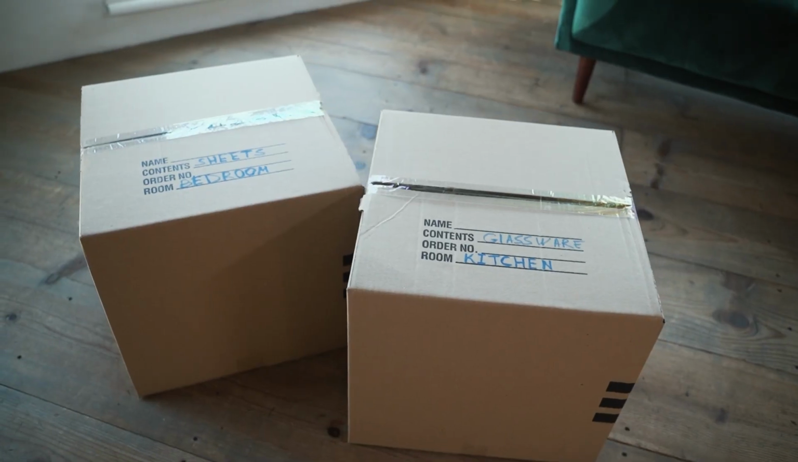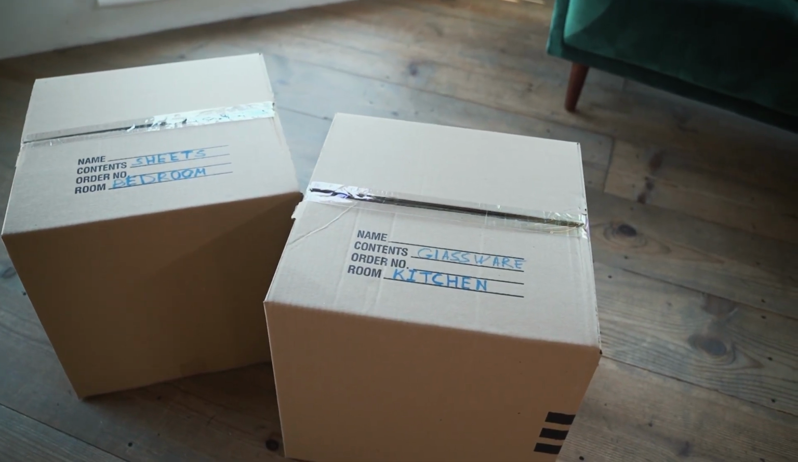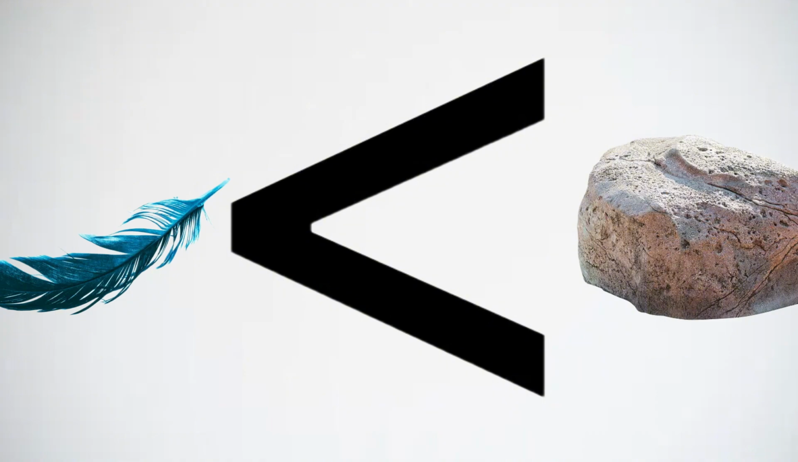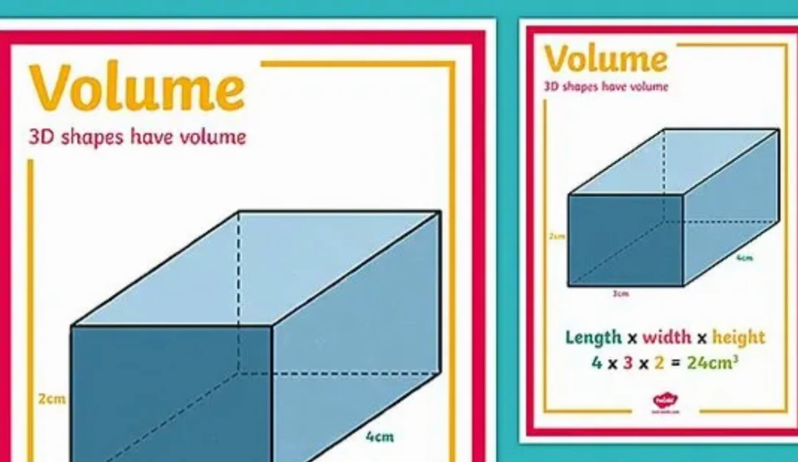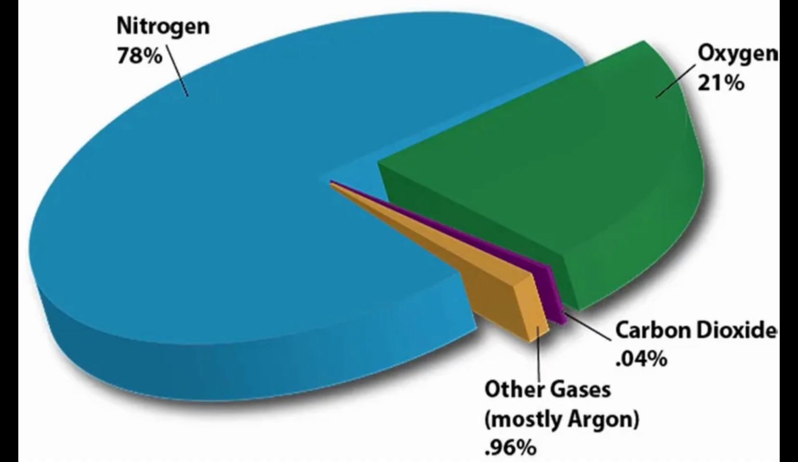Well, let's break that definition down. Mass means how much stuff is inside something. A rock has more mass than a feather because it contains more matter. Space means volume, how much room something takes up. Even invisible things like gas take up space. That's why a balloon expands when you blow air into it.